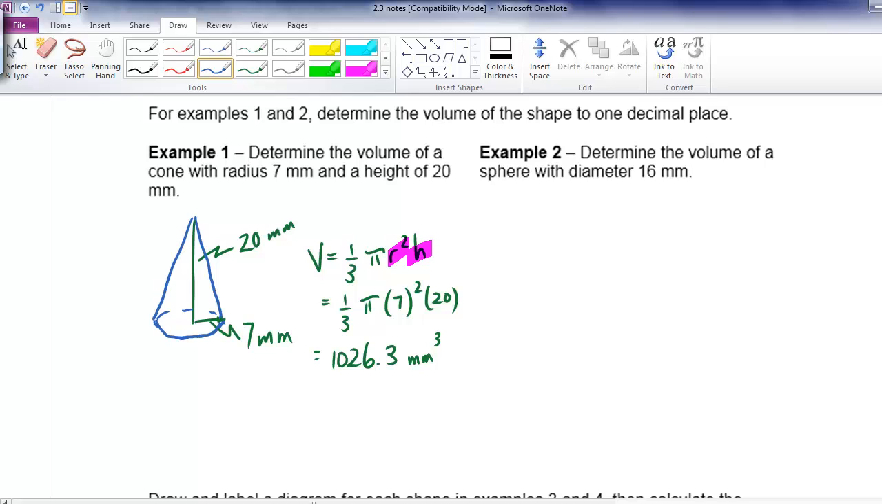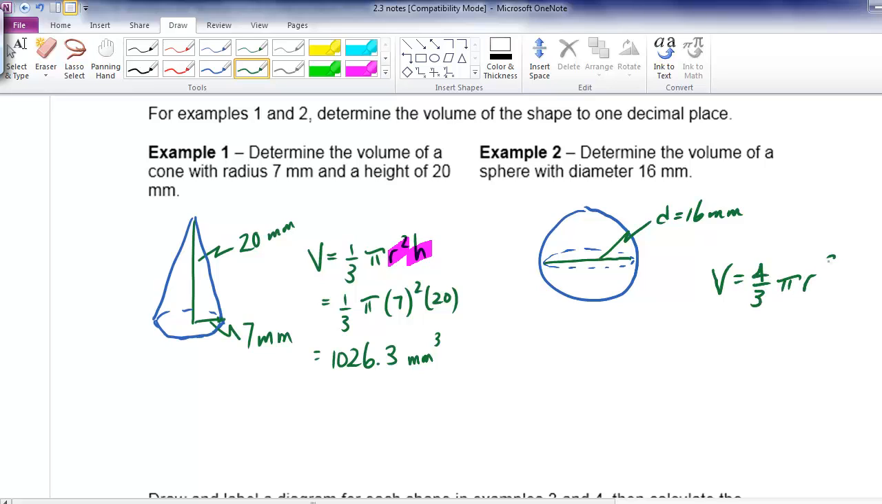The volume of a sphere with diameter 16 millimeters. So here's my quick sketch of my sphere. And I put on the information I have. Well, the information I have is I know that the diameter is equal to 16 millimeters. And my volume formula is 4/3 pi r cubed.